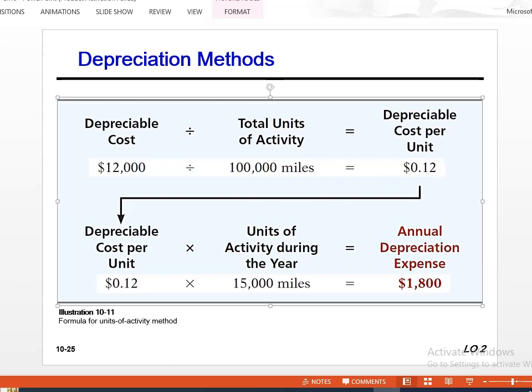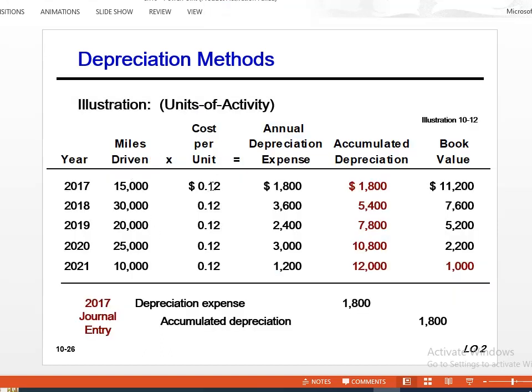Now let's calculate annual depreciation. I know the per unit cost is 0.12 every year. I know how many miles, how much activity, how many units the truck has worked. So units multiplied by per unit cost gives me the annual cost of depreciation. 15,000 multiplied by 0.12 is 1,800 depreciation expense for 2017. For 2018 it's 3,600. For 2019 it's 2,400. How did I calculate? By multiplying miles driven with the cost per unit.